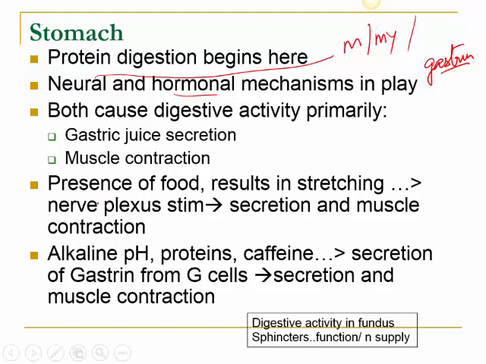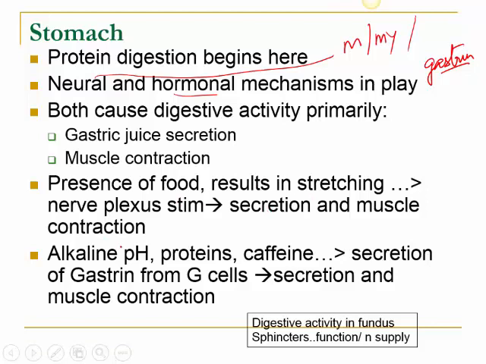So let's see what happens. Just by the process of food dropping into the stomach, this results in stretching, which stimulates the mechanoreceptors, which will go and stimulate those local nerve plexuses and cause secretion and muscle contraction. Remember, we said mechanoreceptors was one of the things which caused digestive activity. So here you can see mechanical stimulation.